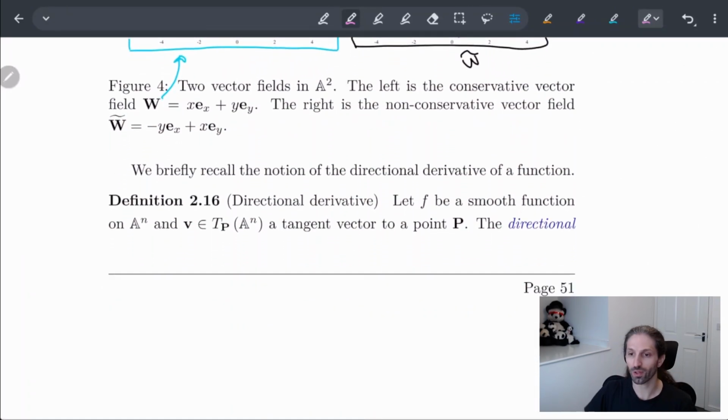I said I would do directional derivatives in this video, but actually I'm going to save that for the next video. So in the next video, I will talk about directional derivatives.